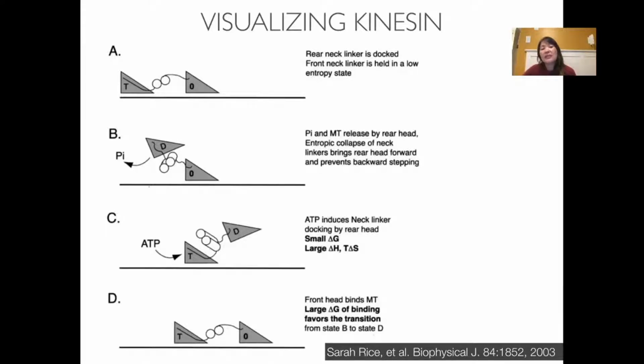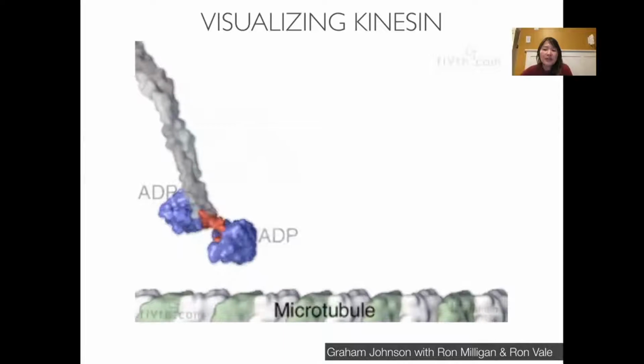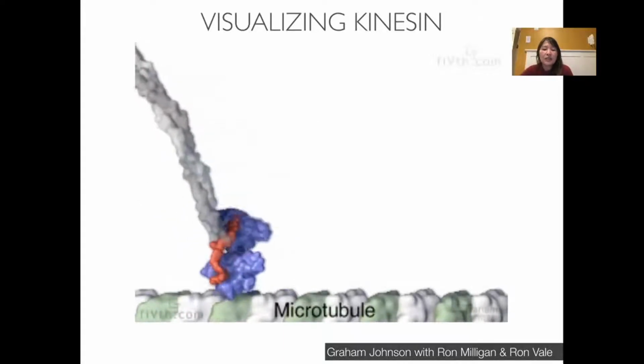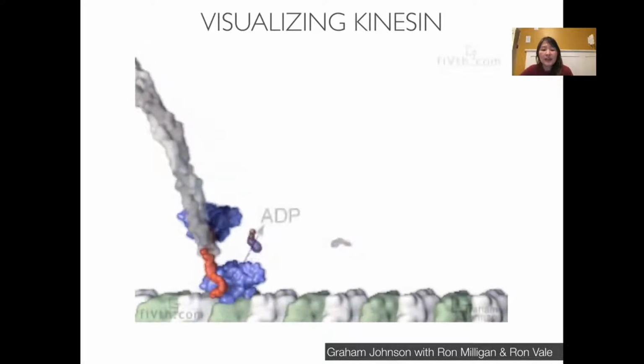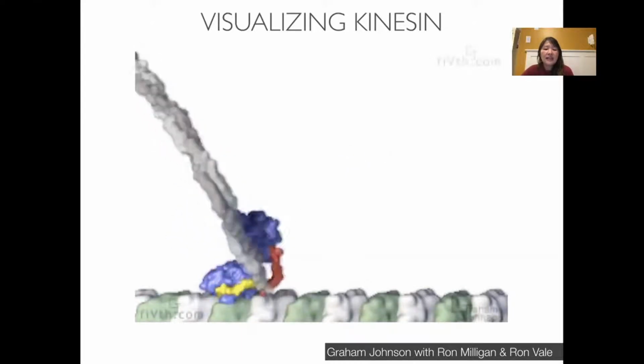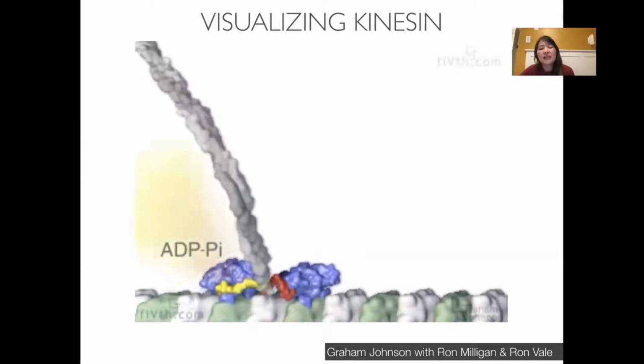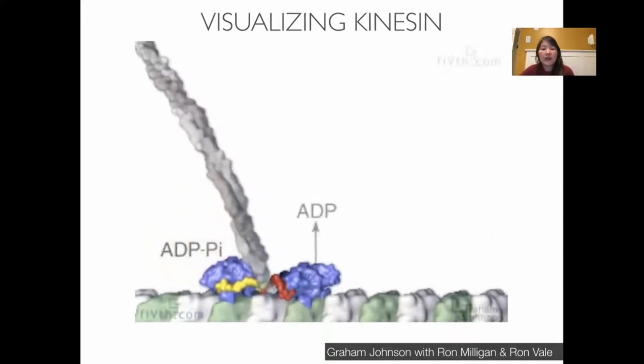And from watching lots of presentations and seeing a lot of figures like this, I felt like I really understood how kinesin works. But then during my grad school career, a couple years in, the structure of kinesin was solved by the Vale lab and the Milligan lab. And they decided to hire an animator named Graham Johnson to create this visualization of how they thought kinesin walked.